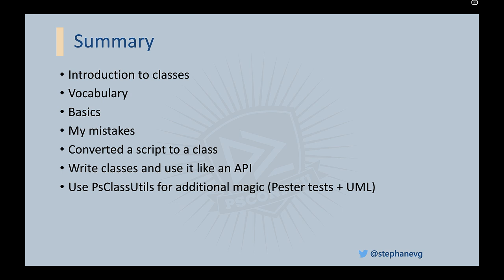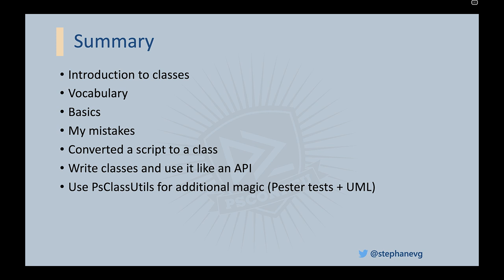What have we learned up until now? We had an introduction to classes. We covered the vocabulary. Theoretically, you should be more comfortable with what a property, a method, a constructor is. Keywords like this or void should be clear now. We've seen the basics of classes: how to construct an instance of an object, how to call a method, etc. We've also seen the mistakes I made in my own projects, and hopefully you've learned through my experience and will not make the same mistakes. I still recommend you try things out and make mistakes, because that's how I think people learn, by doing it themselves. At the end, we also converted an existing script to a class. We saw it's somewhat straightforward. We just need to be prepared in advance, and we need to know what our objectives are and where we want to go.